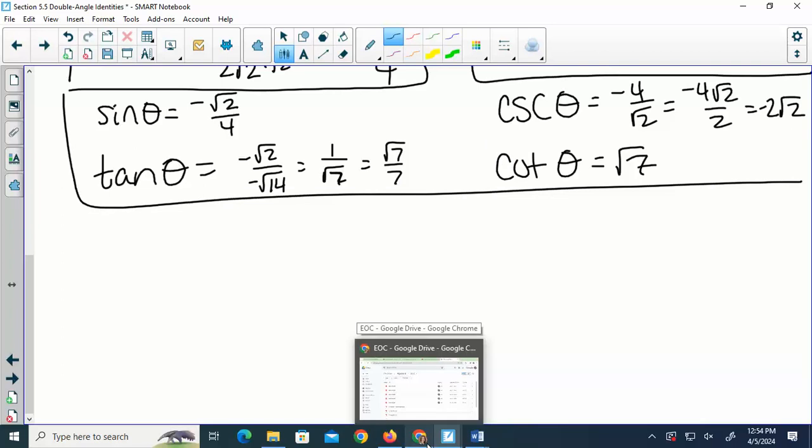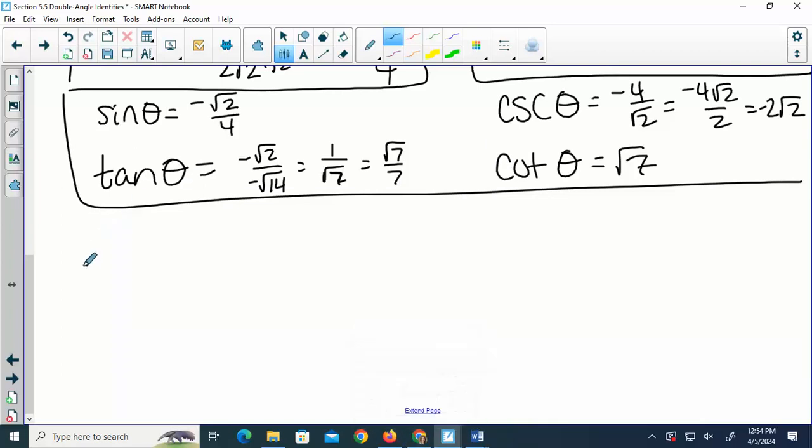So this is kind of a mix of old and new. New stuff starting with that double angle formula. Old stuff setting up a triangle and finding all the missing pieces.